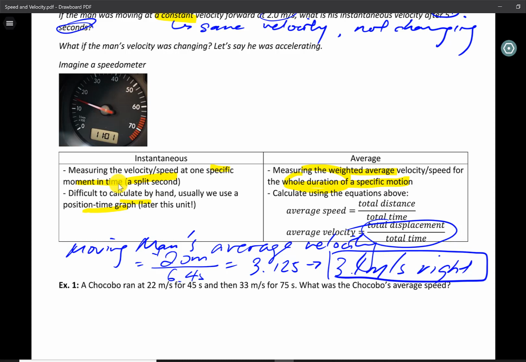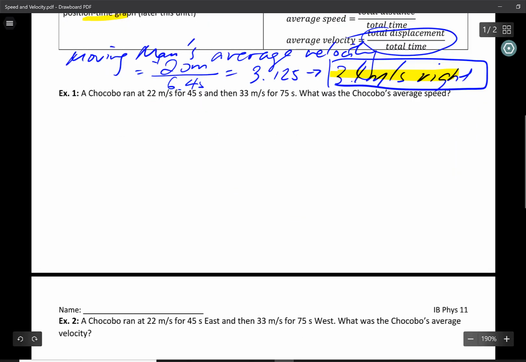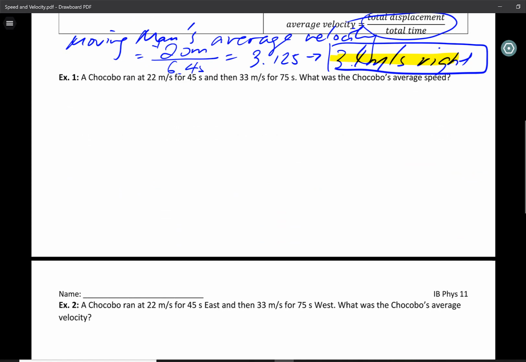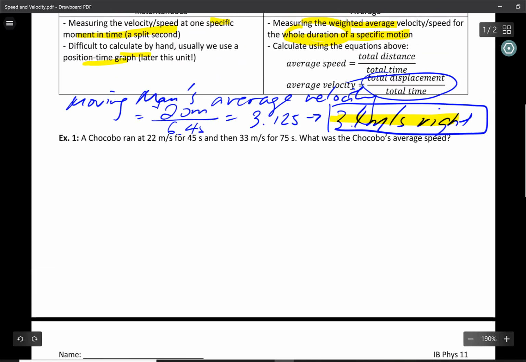Okay, so that's how you would find the average velocity. You look at the whole time, the whole duration of the motion. With that, let's try an example. I will do example 1, and I will give you a chance to try example 2.